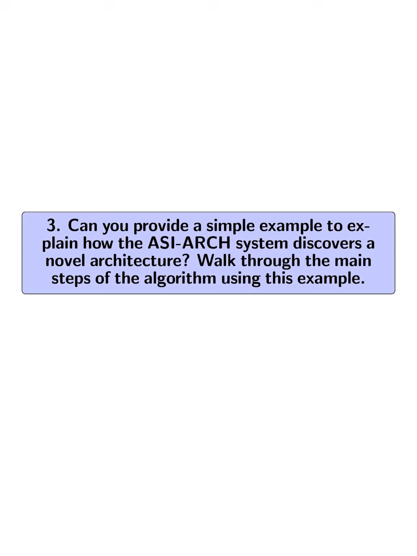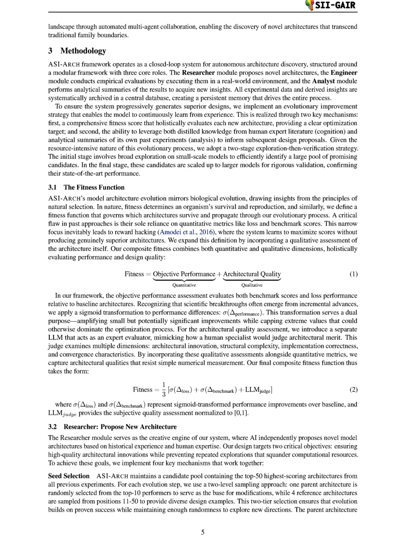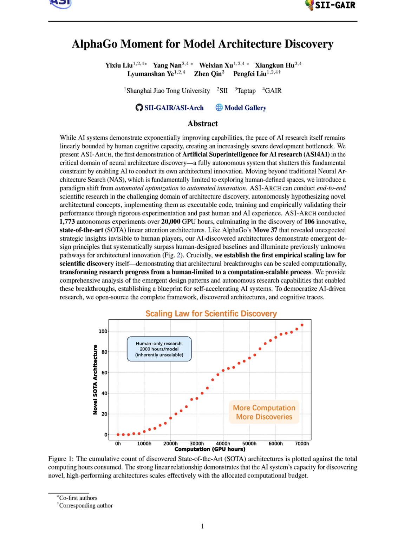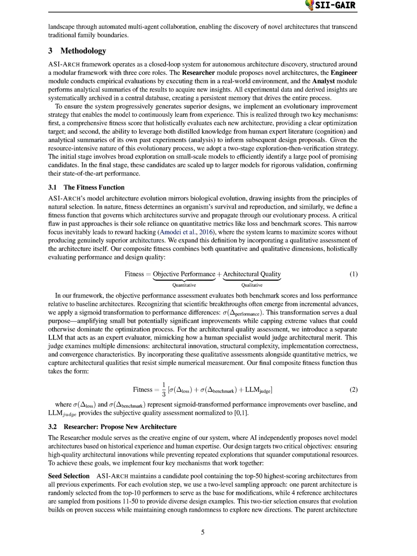3. Can you provide a simple example to explain how the ASI-ARCH system discovers a novel architecture? Walk through the main steps of the algorithm using this example. The ASI-ARCH system discovers a novel architecture through a structured, closed-loop process involving three core modules: researcher, engineer, and analyst. For example, let's say the system aims to create a new attention mechanism. First, the researcher module proposes a novel architecture based on historical data and insights from previous experiments, ensuring it is both innovative and distinct from existing designs.